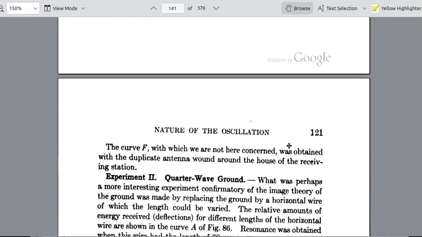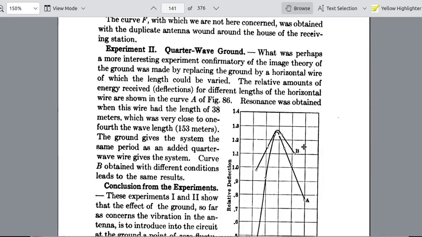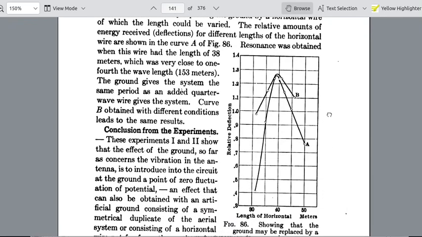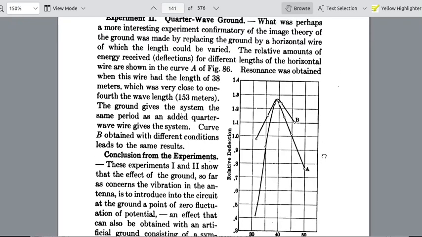Experiment 2. Quarter wave ground. What was perhaps a more interesting experiment, confirmatory of the image theory of the ground, was made by replacing the ground by a horizontal wire of which the length could be varied. The relative amounts of energy received, deflections for different lengths of the horizontal wire, are shown in the curve A of figure 86. Resonance was obtained when this wire had the length of 38 meters, which was very close to 1/4 the wavelength, 153 meters. The ground gives the system the same period as an added quarter wave wire gives the system. Curve B, obtained with different conditions, leads to the same results.